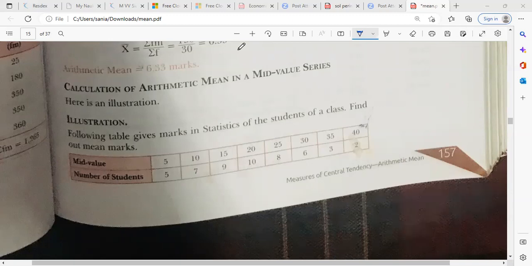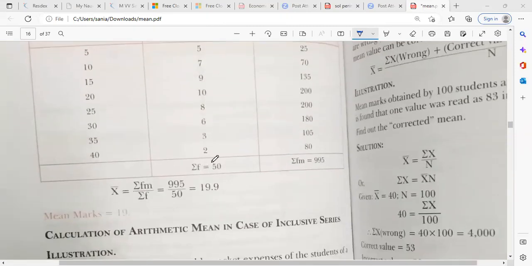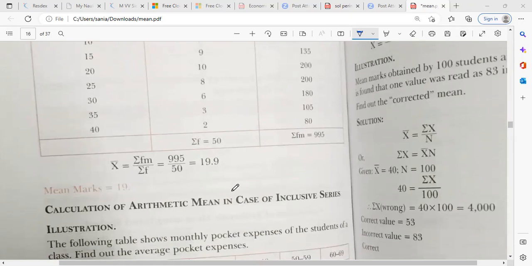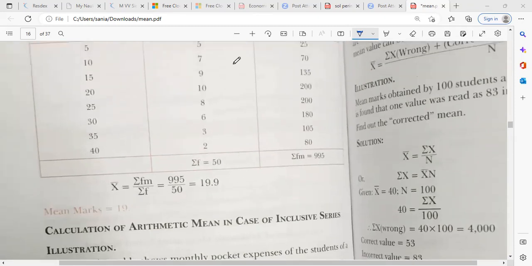Okay, Hania, you are also done. Let's just check the answer. Your answer is 19.9. Yes? Yes, ma'am. Sayed, 19.9? No? Sayed, am I audible? Okay. Maybe some network issues or mic issues.